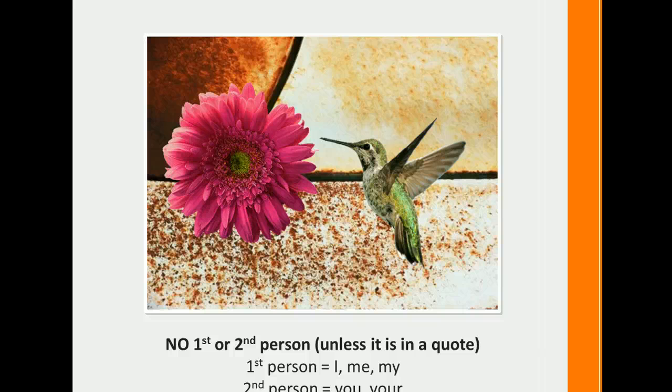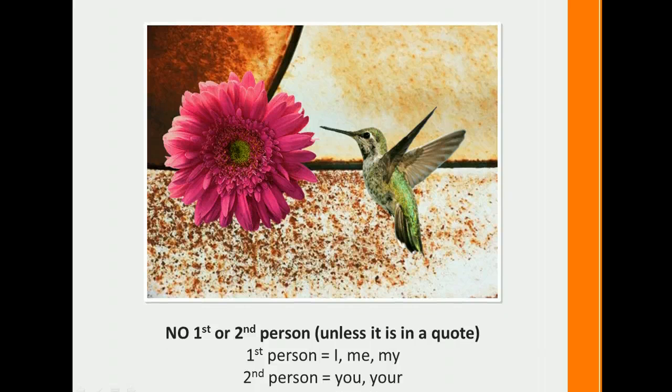Second person is the you and the your. You don't want to mention your reader. Instead, you want to just state things as is. So you don't want to say, for instance, when you are reading about. Instead, just say, when Faber does this, and move on.